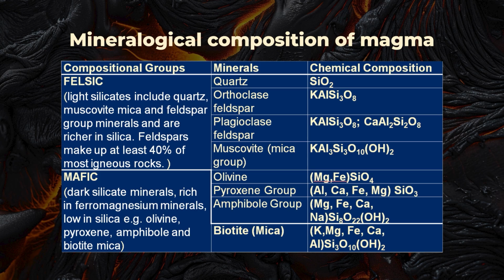The mafic rocks comprise dominantly minerals like olivine, pyroxene group minerals, amphibole group minerals, and biotite, that is a mica group mineral. Pyroxene group minerals can include clinopyroxene and orthopyroxene, like augite and hypersthene.